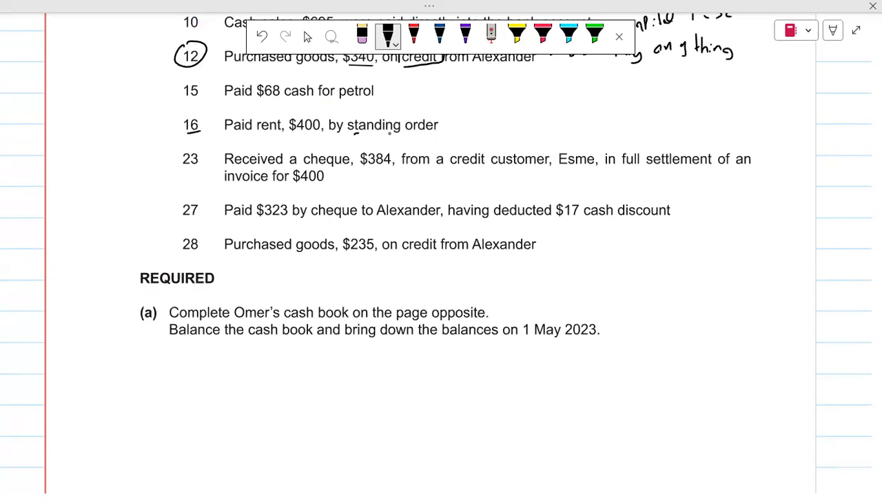So what does standing order mean? Standing order means that this is the same transaction which is usually deducted from our bank on a monthly basis. So that is why we will deduct $400 from the bank.